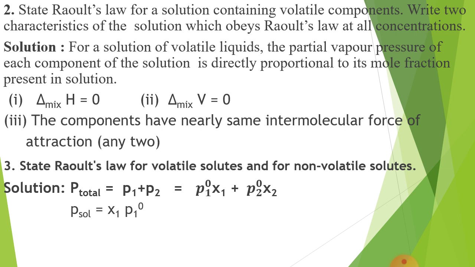Third, state Raoult's law for volatile solute and for non-volatile solute. So for solution P total equal to P1 plus P2. Here both are volatile, that's why both have pressure. And for non-volatile solute, the P solution, basically P solvent, is equal to only mole fraction of component 1 and their pressure in the pure component.